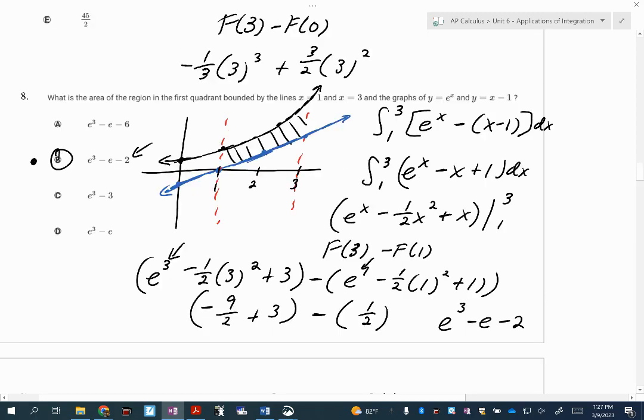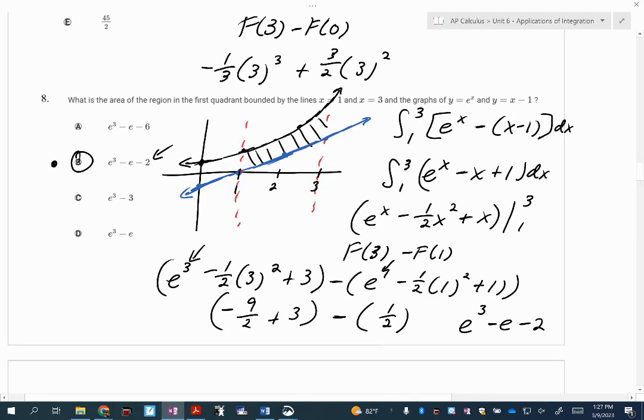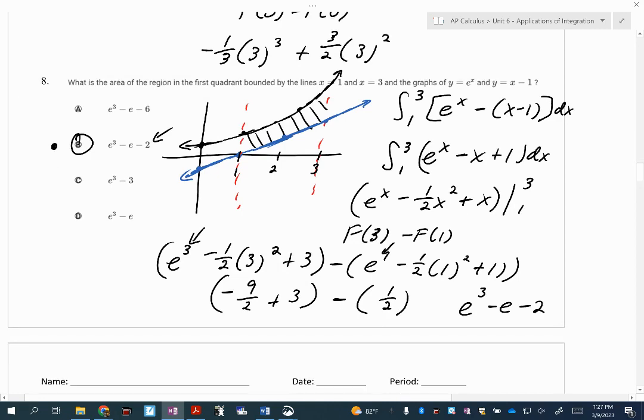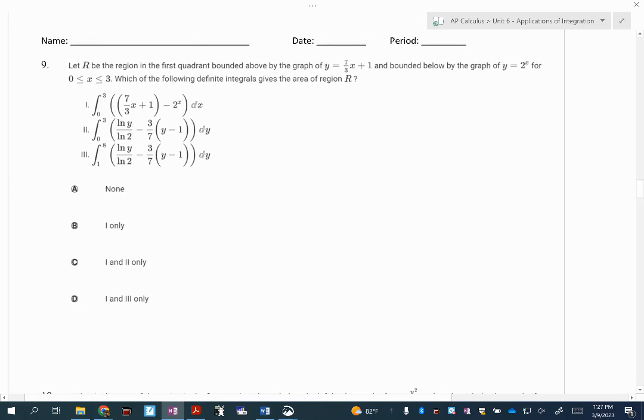All right, so you'll see that later on in other questions I try to deal with the whole numbers first to help me narrow down my answer choices. Okay, last one. Number 9.